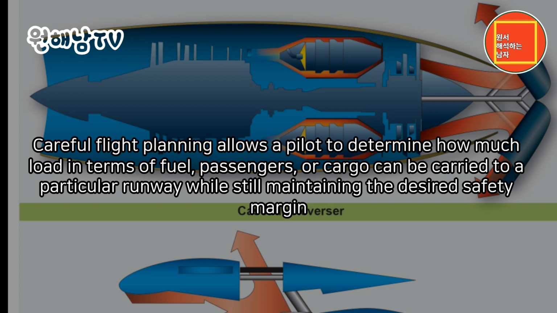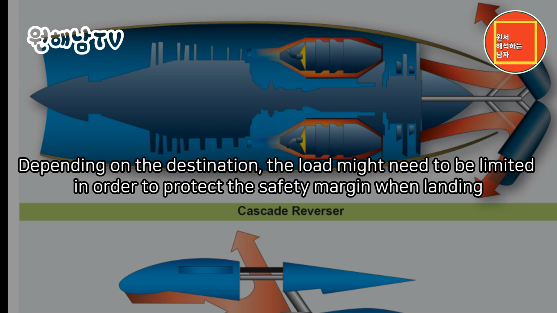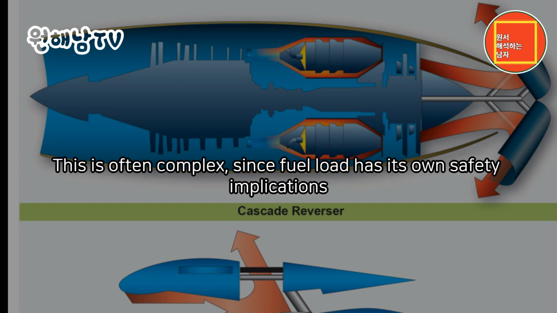Careful flight planning allows a pilot to determine how much load in terms of fuel, passengers, or cargo can be carried to a particular runway while still maintaining the desired safety margin. Depending on the destination, the load might need to be limited in order to protect the safety margin when landing. This is often complex, since fuel load has its own safety implications.